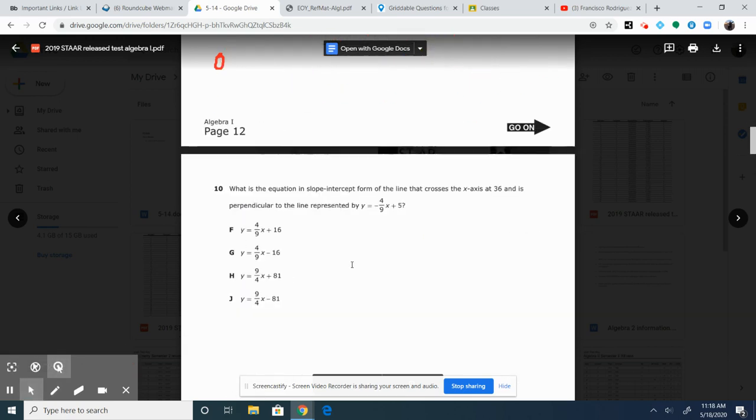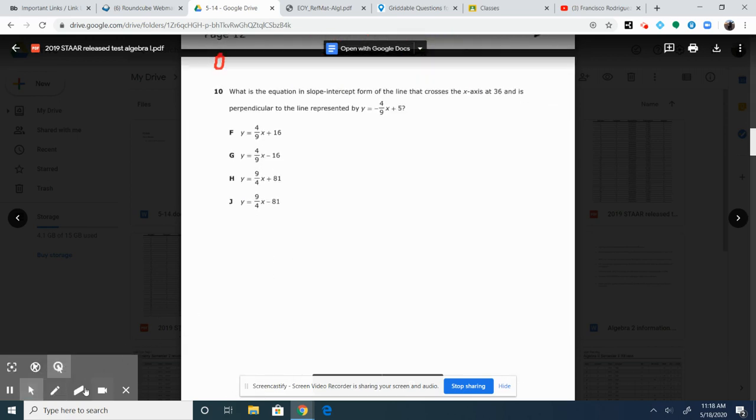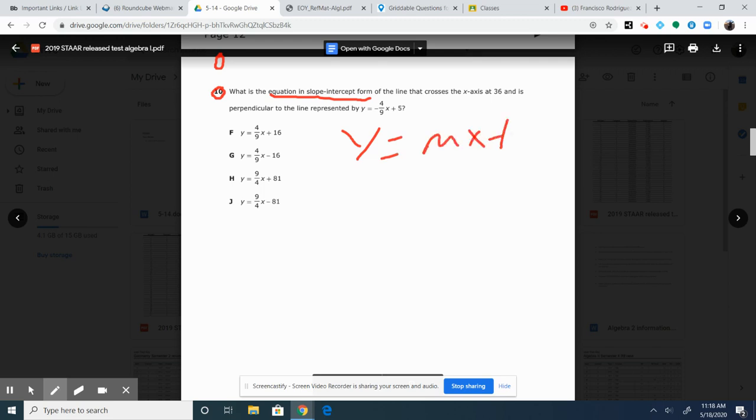Now we're moving on to question number 10. Now with question number 10, it says, what is the equation in slope-intercept form of the line that crosses the x-axis at 36 and is perpendicular to the line represented by y equals -4/9x plus 5? So first thing, a couple things of information that we have. Our answer has to be in slope-intercept form. So y equals mx plus b.